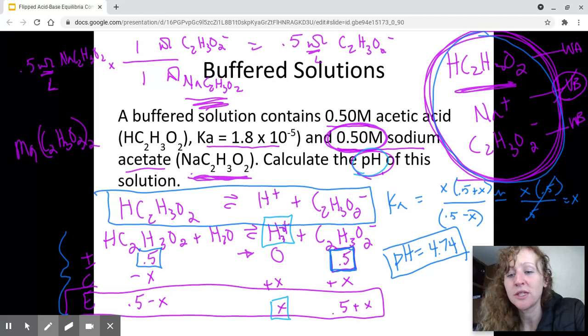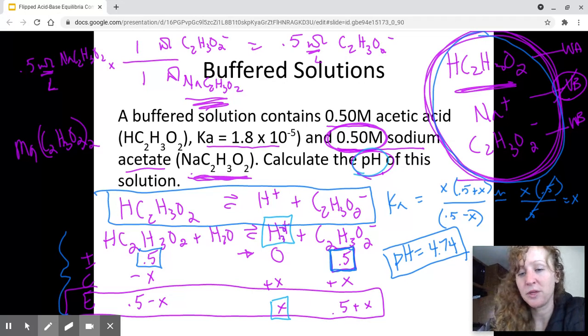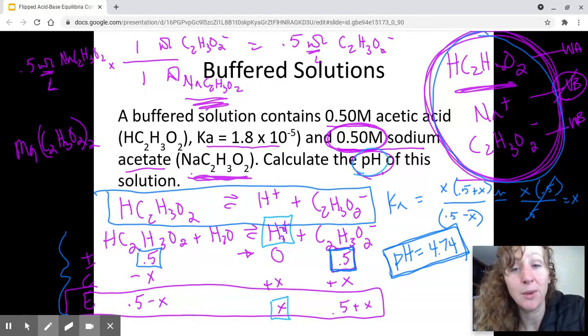And then you can see how we plug in and solve for pH, which looks very similar to the common ion effect and calculating pH in chapter 14. So we really haven't done anything revolutionary yet, but that's going to come next.